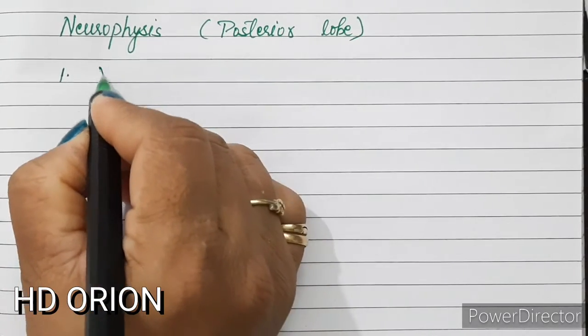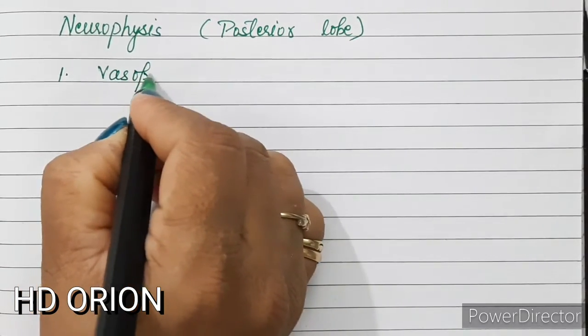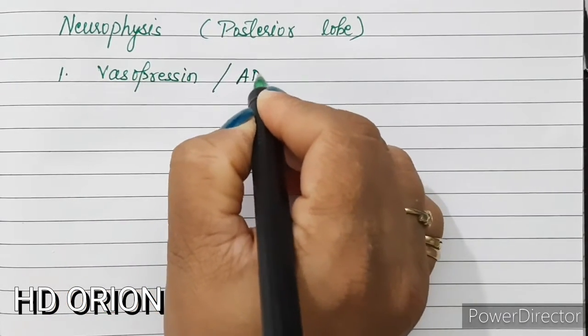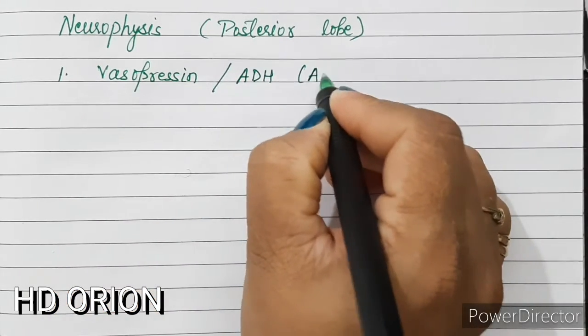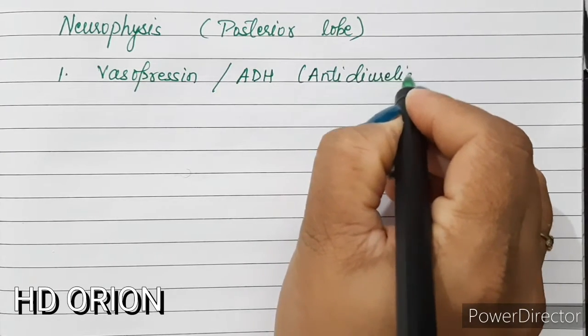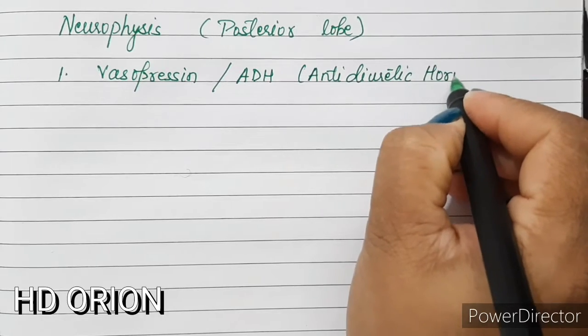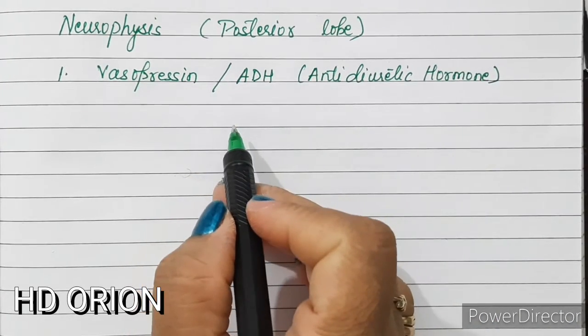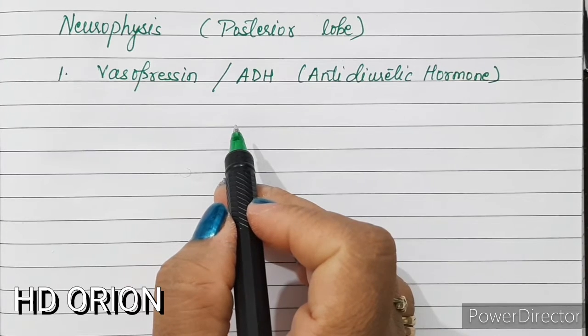The first one is vasopressin, which is also known as ADH, or anti-diuretic hormone. This acts on the kidney and it helps in the reabsorption of water.